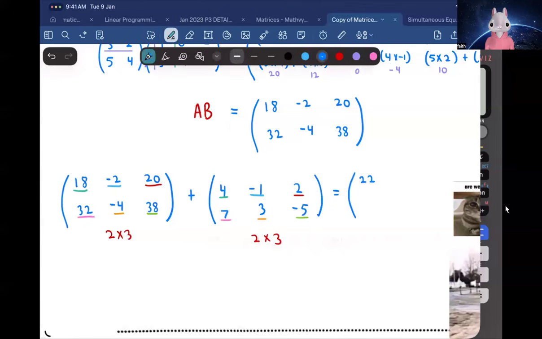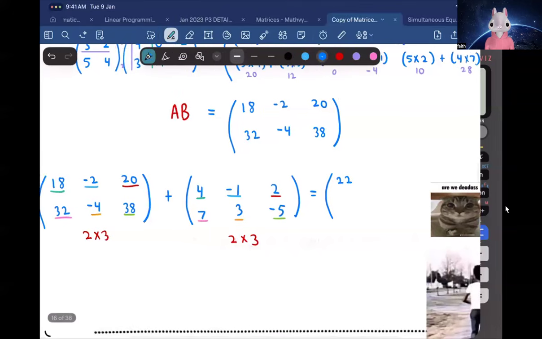All right, so let me just speed run this thing, because you all could do this in your calculator, right? This is not hard. Conceptually, it's not hard. So 18 plus 4 is 22, -2 minus 1 is -3. 20 plus 2 is 22, right? 32 plus 7 is 39. -4 minus 3 is -7. 38 minus 5 is 33. Just verify that. Yeah, sir. I got it.